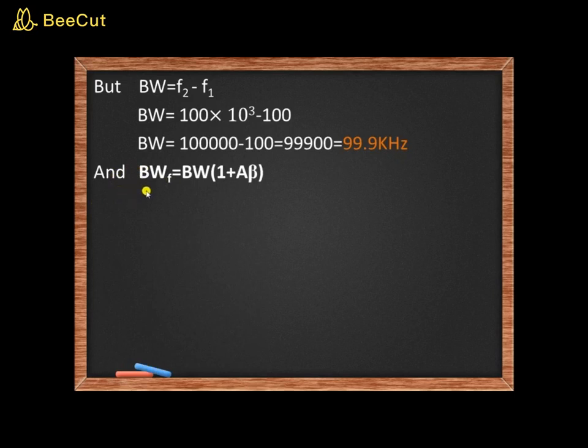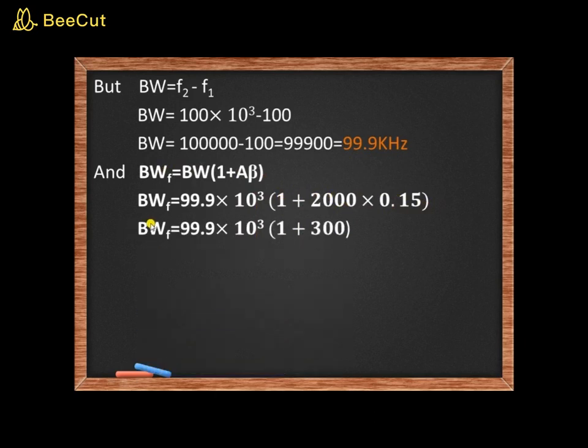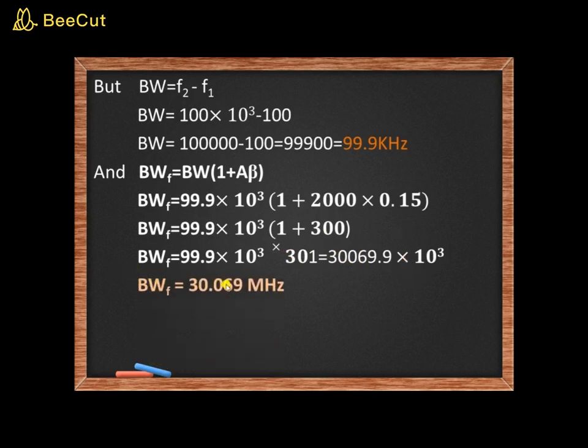And we know that bandwidth with feedback is equal to BW into 1 plus A beta. So we know the BW, which we just now calculated, we know A and we know beta, and let us calculate BWF. So BWF is equal to 99.9 into 10 power 3 because it is kilohertz into 1 plus A is 2000 into 0.15. 2000 into 0.15 is 300. 300 plus 1 is 301. So it is 99.9 into 10 power 3 into 301. It comes around this much, and it can be written as 30.069 megahertz.